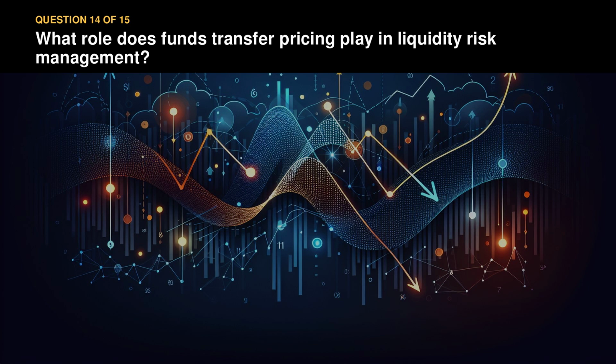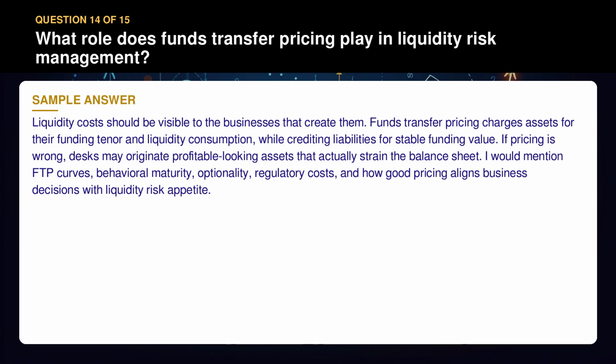Question 14. What role does funds transfer pricing play in liquidity risk management? Liquidity costs should be visible to the businesses that create them. Funds transfer pricing charges assets for their funding tenor and liquidity consumption, while crediting liabilities for stable funding value. If pricing is wrong, desks may originate profitable-looking assets that actually strain the balance sheet. I would mention FTP curves, behavioral maturity, optionality, regulatory costs, and how good pricing aligns business decisions with liquidity risk appetite.